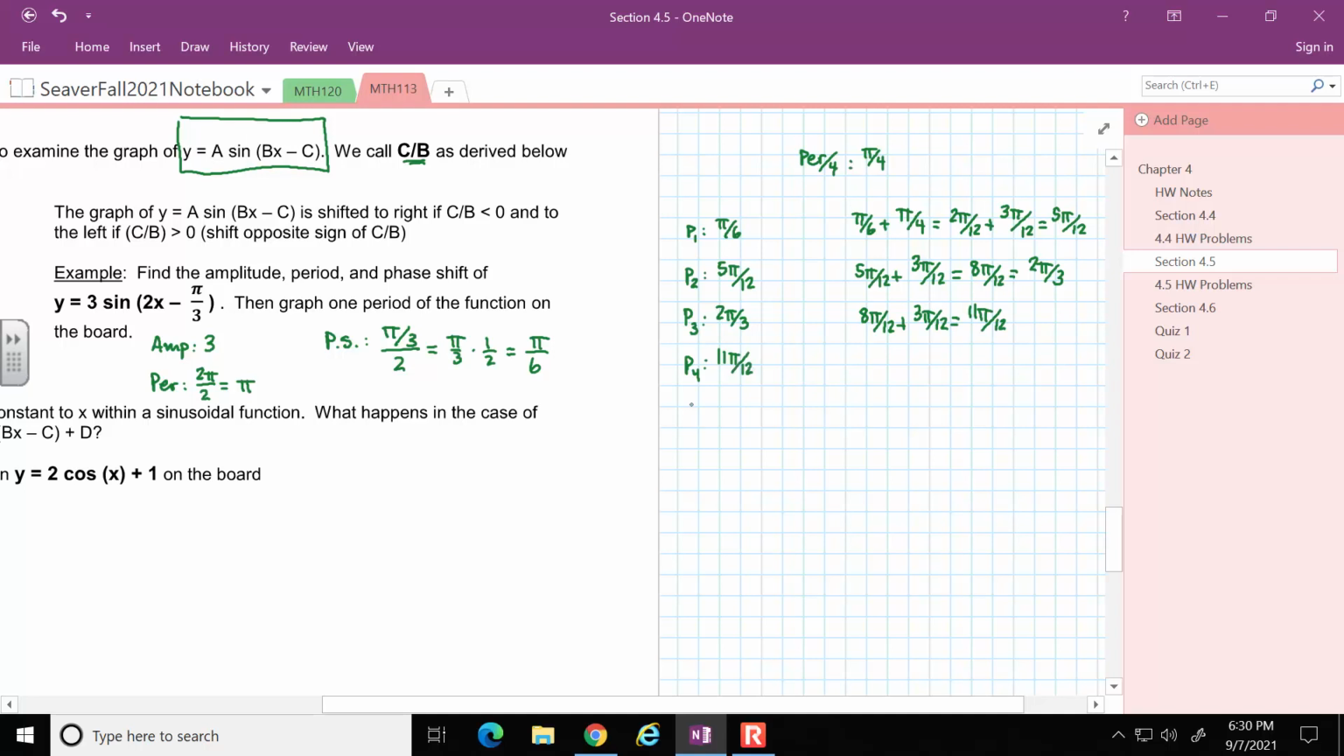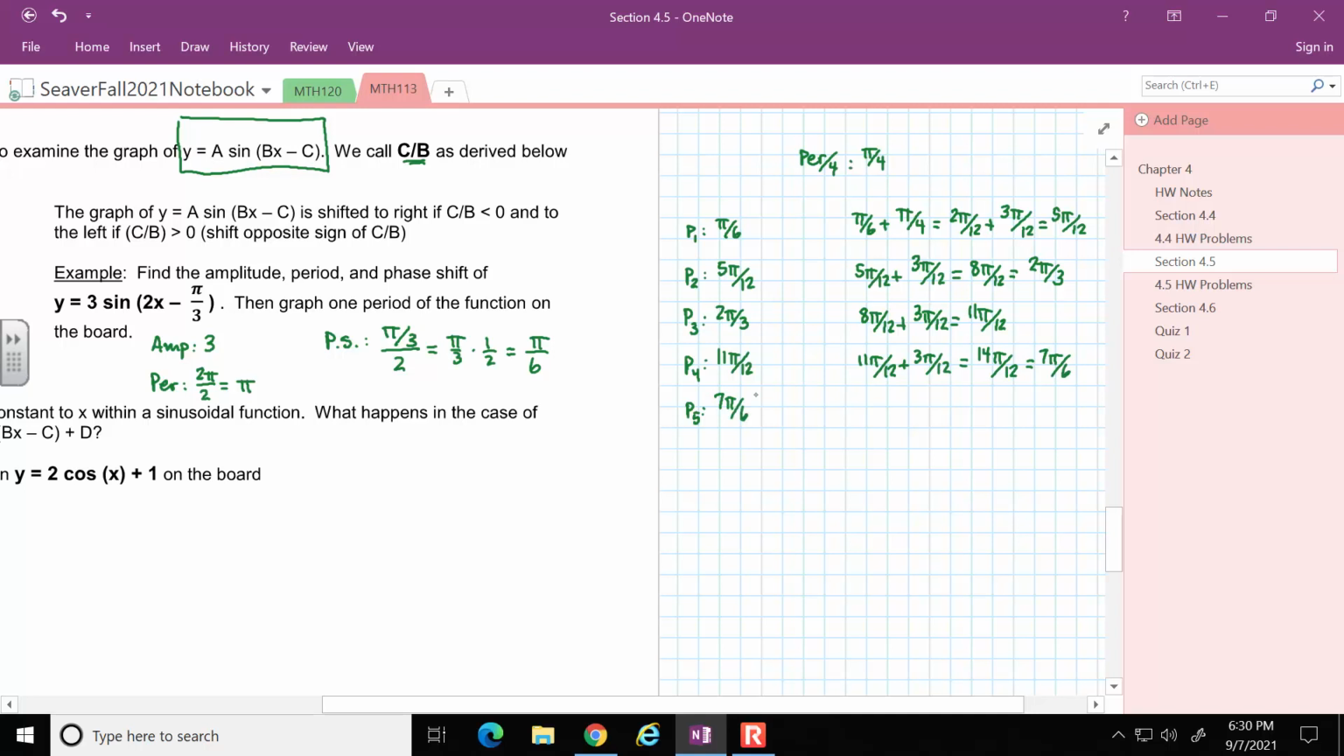And finally, my point 5 that I'm looking for, I'm going to take 11 pi over 12, add that 3 pi over 12, or pi over 4, and I get 14 pi over 12, which is 7 pi over 6. Whew, that's a lot of writing.